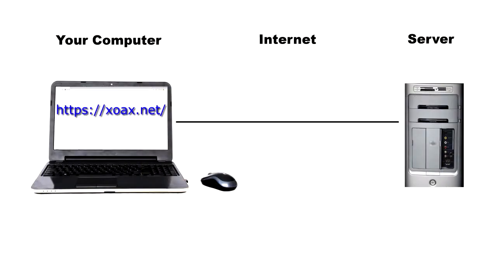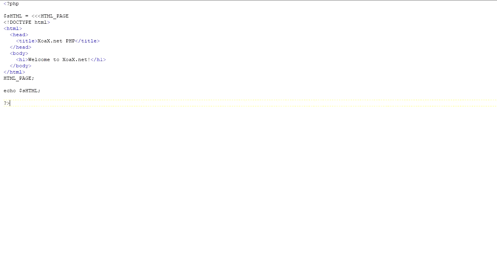For example, if you enter https://zoex.net into your browser, it contacts the server that hosts zoex.net. That server runs its PHP program to generate the HTML page and then sends your browser the HTML page for zoex.net. Your browser only gets the HTML, and the PHP code is only used to generate the HTML on the server. Consider the program that we had from the prior lesson.